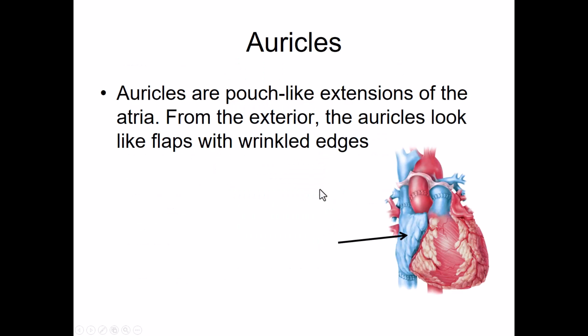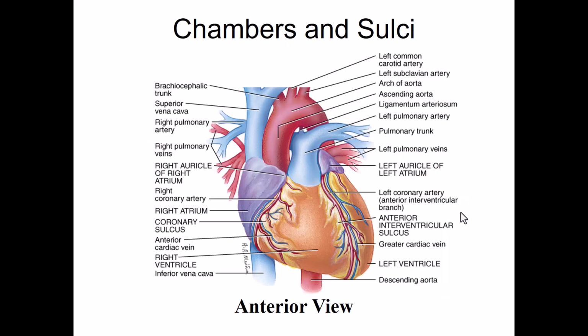You can also see there's a lot of adipose tissue that sits around those sulci to protect those coronary arteries and veins. Auricles are little pouches that extend off of the atria. This is the right auricle that is arrowed here. There's the left auricle on this. If you think about the outer section of your ear, that's also called the auricle. So they look kind of like little ears, but they're really just extension pouches on the atria.